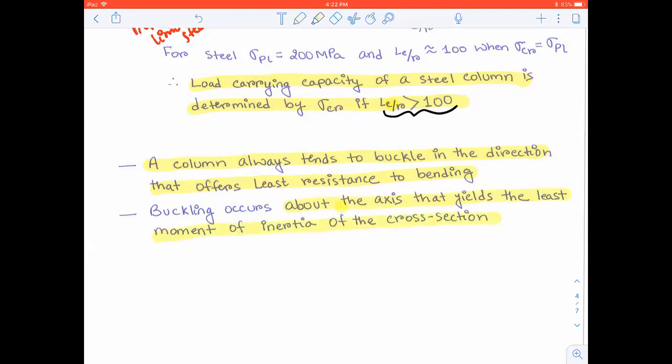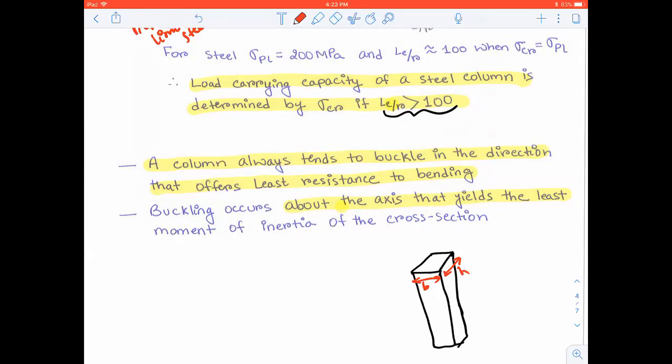So if you have a cross section like this, let me draw it. It doesn't look good. Okay, here. So this is your column. We're soon going to see another problem. Say this is H, say this is B. Now the axis about which it will buckle will be determined by the direction about which you have the least moment of inertia.